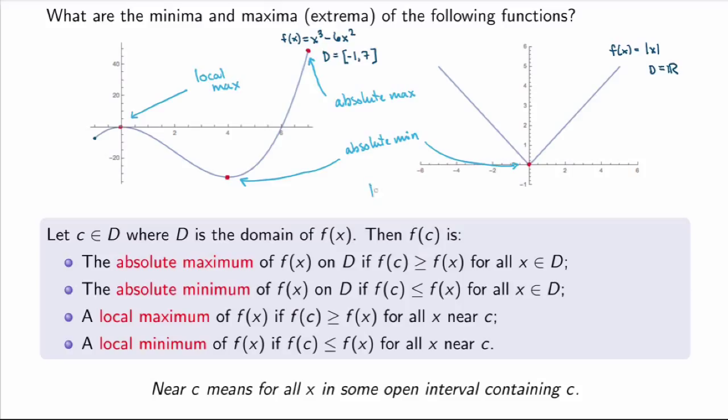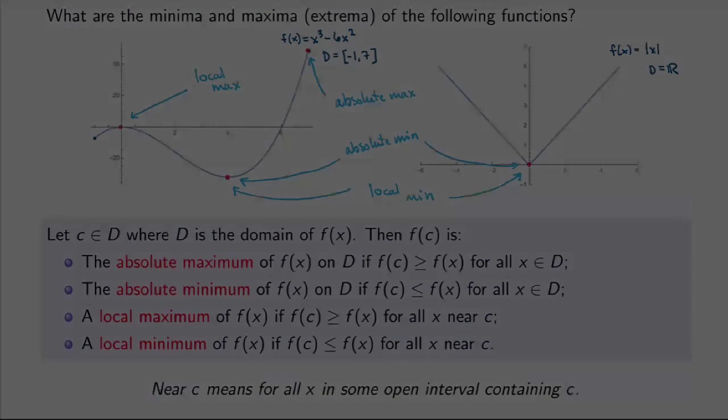All right, and as far as local min are concerned, there are two here in this example. There's this one here, which is a local min, because indeed the value of the function is less than the value of the function for all x near c. It turns out that this is also an absolute min. And similarly here, our absolute min is also a local min.